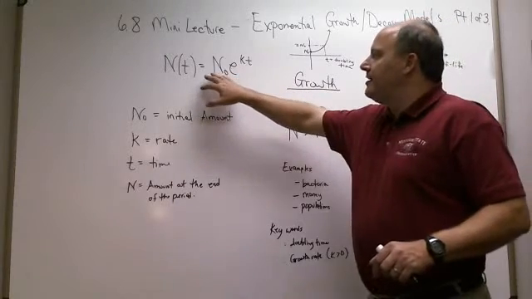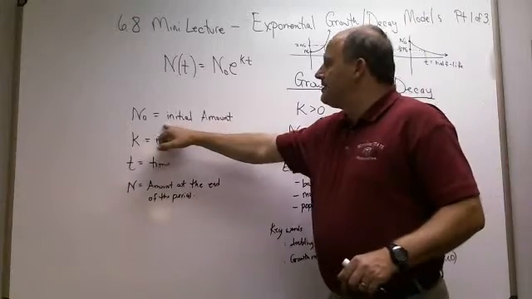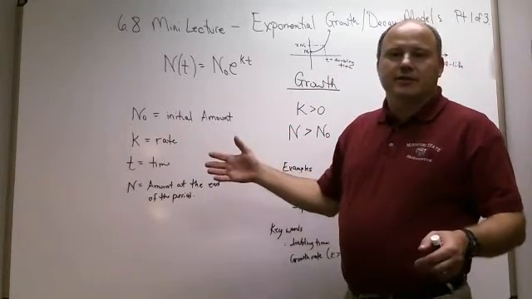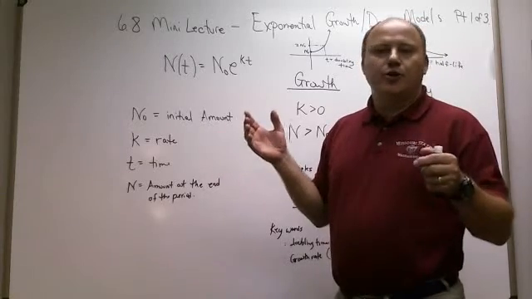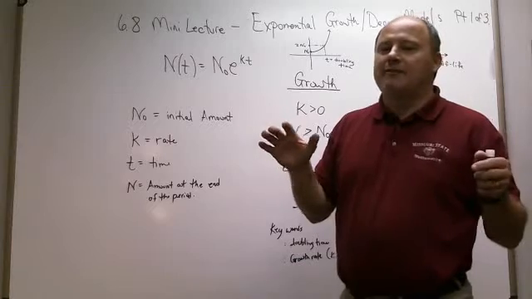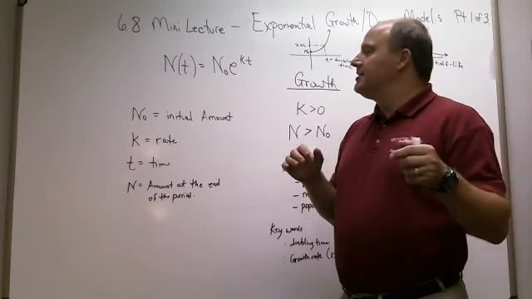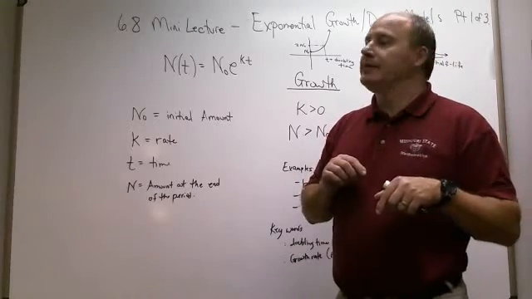Now every letter in this formula means something. The N sub 0 represents the initial amount of a substance. Now that substance could be people. It could be bacteria, it could be humans, it could be some kind of radioactive substance. It's some kind of a population. And N sub 0 represents how many of those you have at the beginning of the experiment.